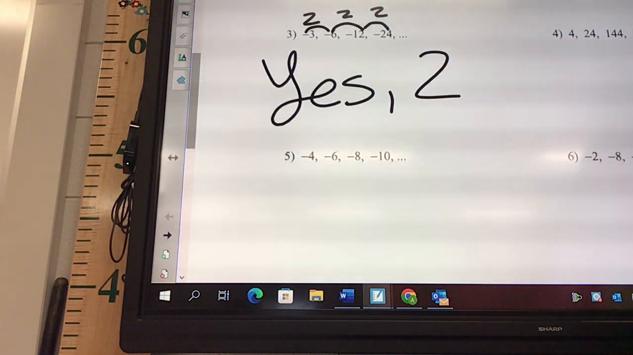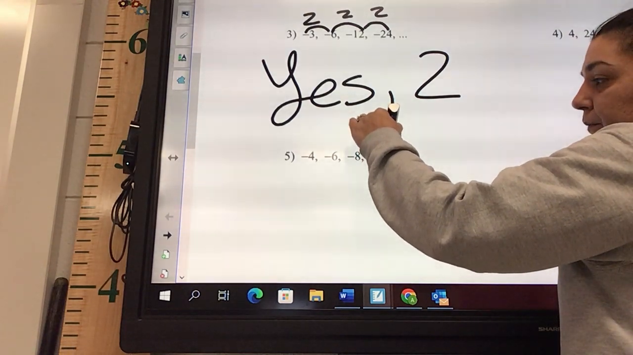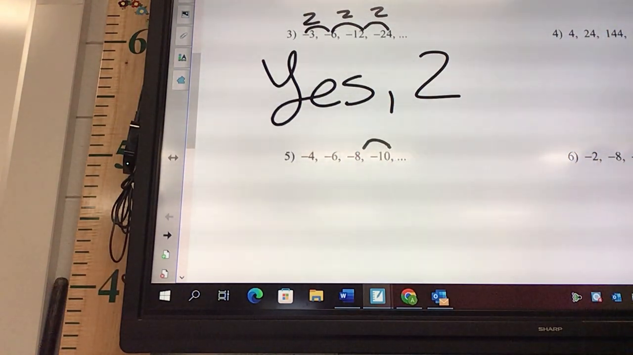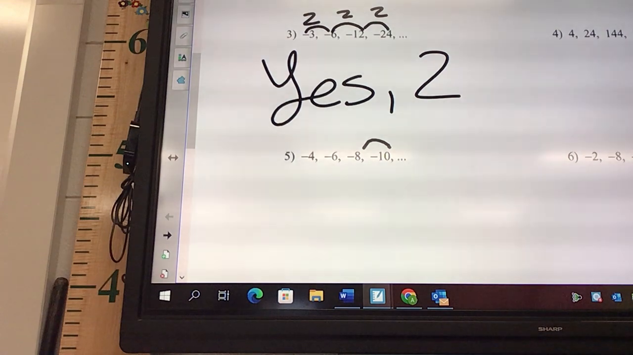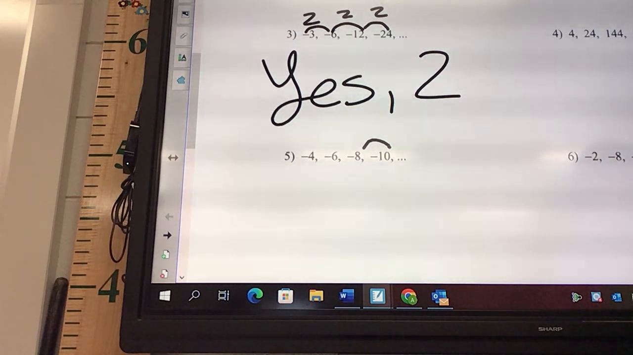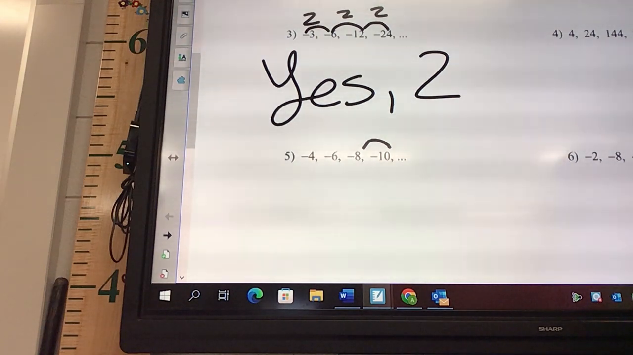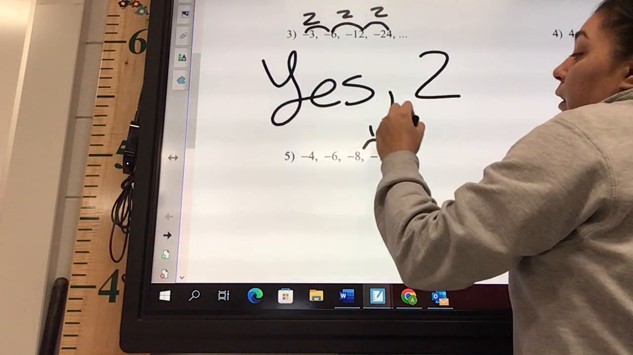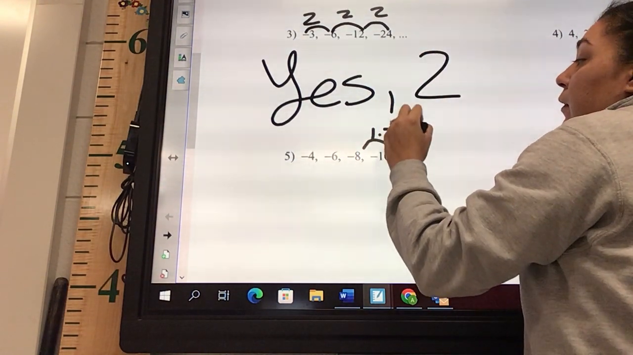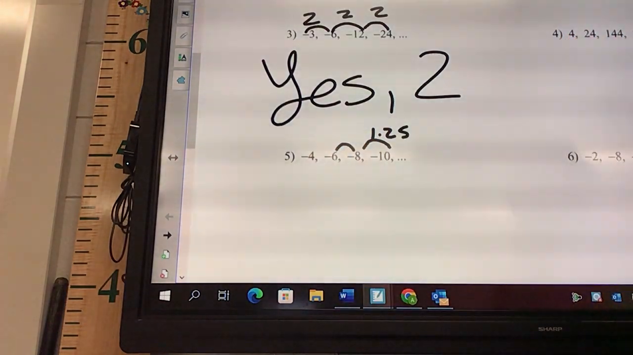Okay, 5. Negative 10 divided by negative 8. You gotta do big divided by small. It is not 2 if you're looking at it and thinking 2. One point what? 1.25. Okay, negative 8 divided by negative 6.